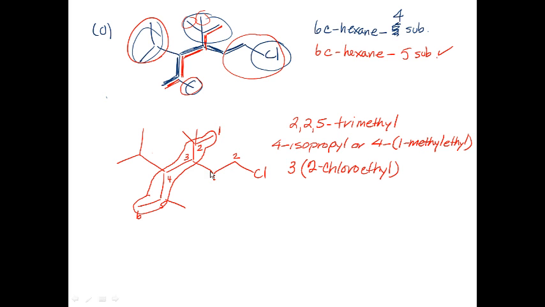Okay, this group right here is an ethyl group. The attachment point has to start carbon 1, so it's got the chloro group at 2. So this is a 3, 2-chloroethyl group. So there's 2 possible names for this molecule. I'm going to alphabetize on M in trimethyl, I for isopropyl, M for the methyl there, and C for the chloroethyl. So one possible name for this would be 3, 2-chloroethyl.